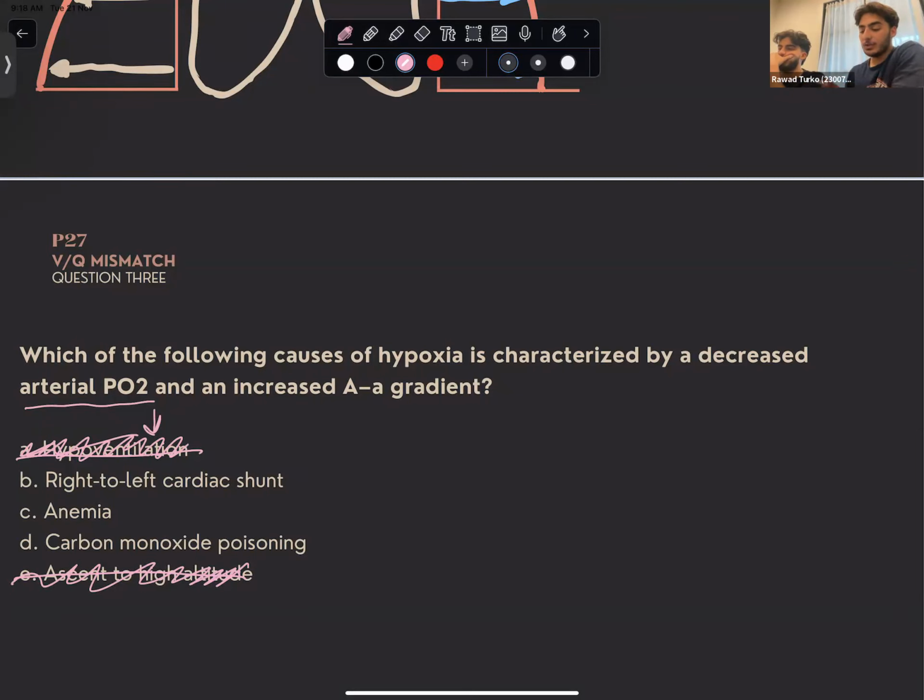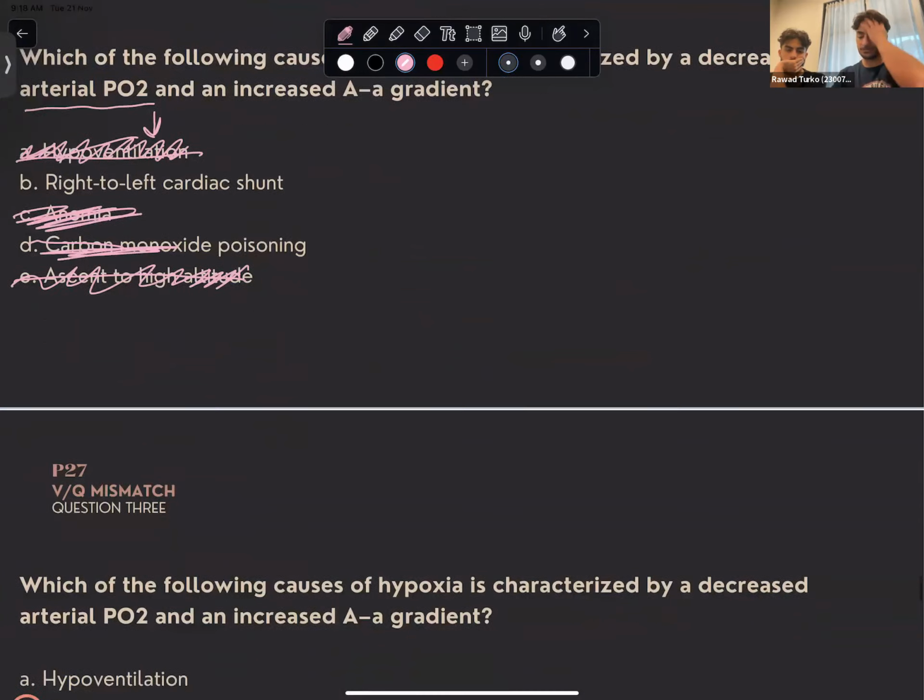D is not even one of these factors that we look at. Anemia we don't look at at all, because we didn't really take that in specific. And the increased gradient you wouldn't find with carbon monoxide poisoning. Okay, so that's why it's B.